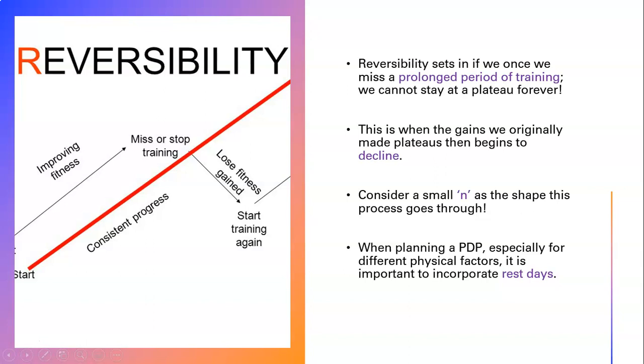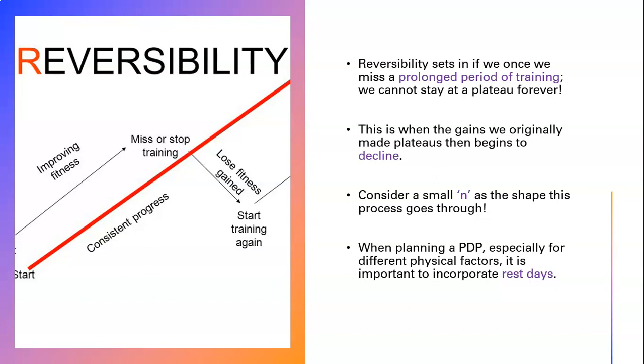Also, when planning and creating this PDP, it's vitally important that you understand about reversibility. Reversibility happens if we miss a prolonged period of time of training due to injury and or illness. What initially happens is that as we stop training, we gradually move to what is called a plateau. If you consider a line graph that you might see in chemistry, we see the curve go up to start with on a diagonal fashion, and then it starts to level off. This level off is called a plateau.